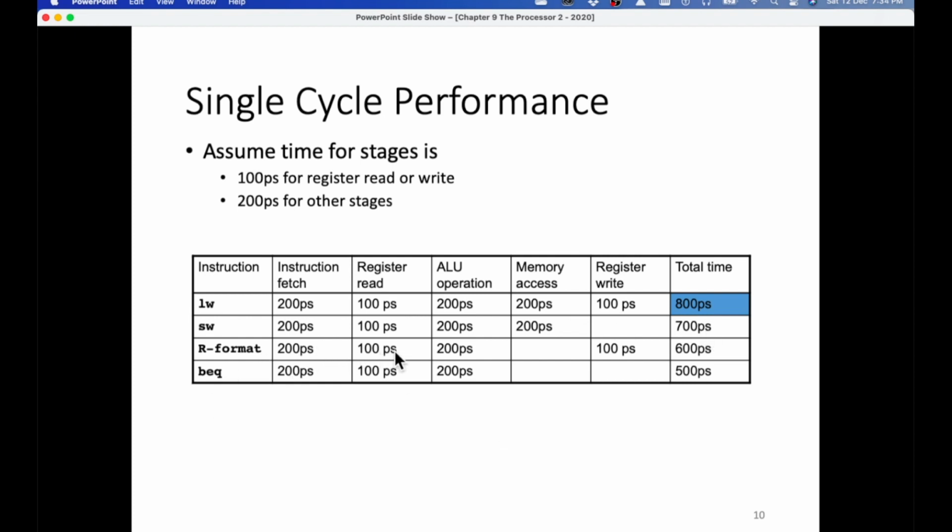And for R format instruction, of course we need to fetch the instruction, read and decode it, and do the ALU operation. But R format doesn't involve any data transfer between memory and register, so this particular stage is idle. And for R format, we have the register write. So the total time for R format is 600 picosecond. And for branch instruction, it is going to use only the first 3 stages, so the total time is 500 picosecond. For this case, we are going to focus on the longest duration of instruction execution, which is load word, at 800 picosecond.